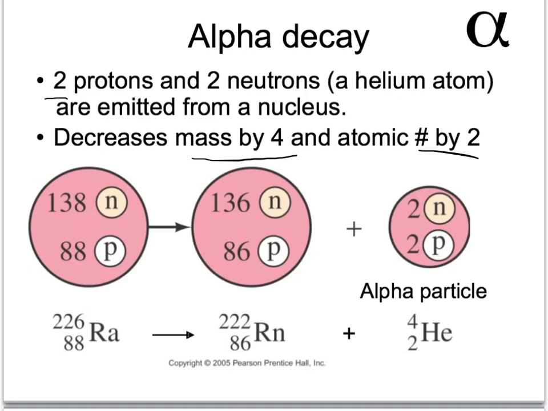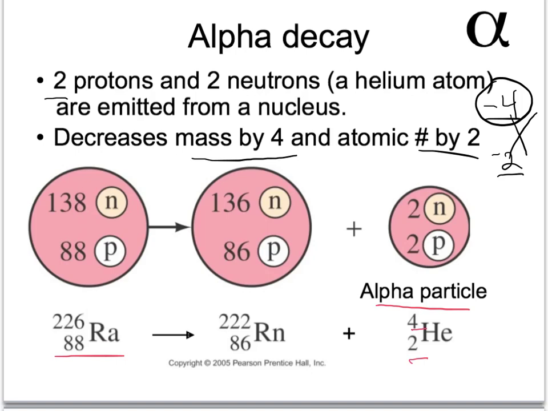So that means if we have element X, whenever it undergoes alpha decay, its atomic number will decrease by 2, and its atomic mass will decrease by 4, because remember, the top number is protons plus neutrons, so if it loses 2 protons and 2 neutrons, it loses 4 atomic mass. If it loses 2 protons, it loses 2 of its atomic number. Down here at the bottom is an example of what happens. Let's say we have radium that emits an alpha particle, meaning it loses 2 protons and 2 neutrons.